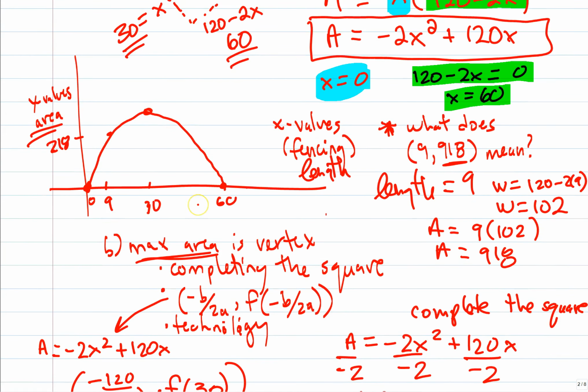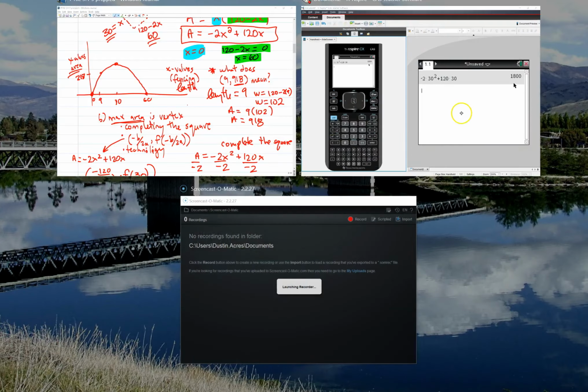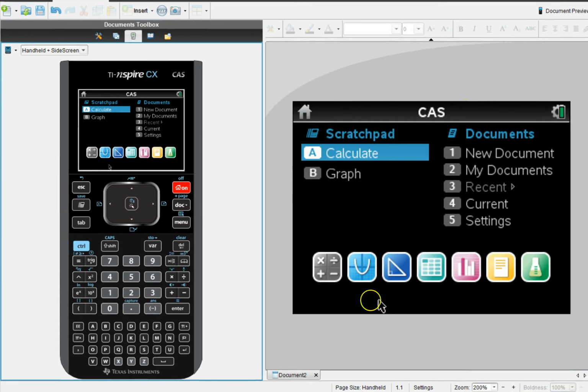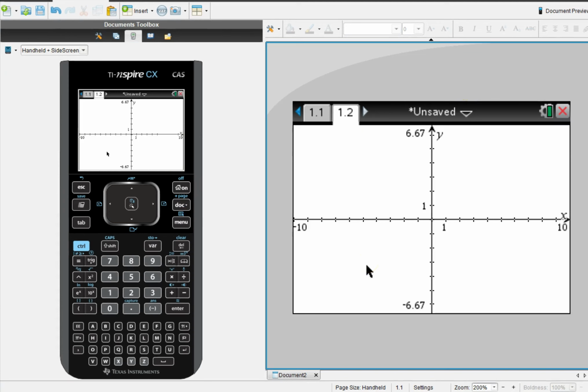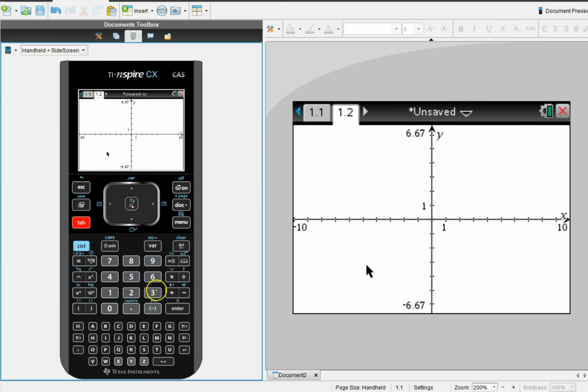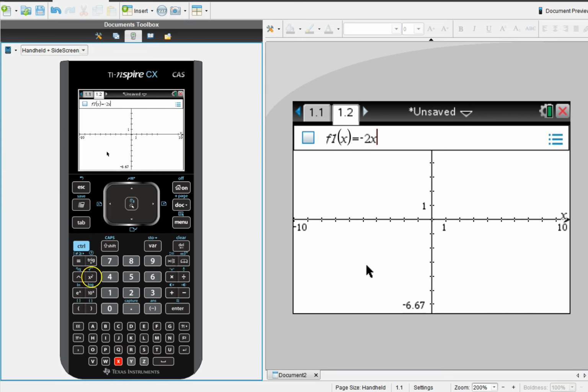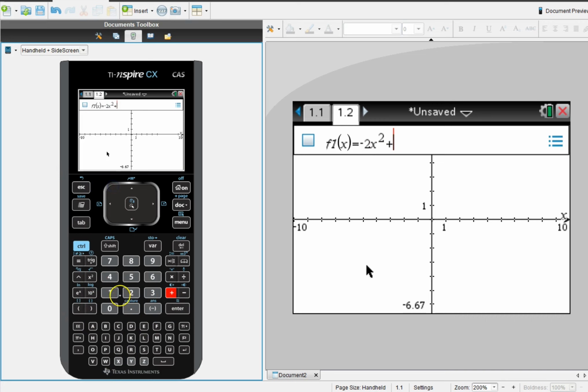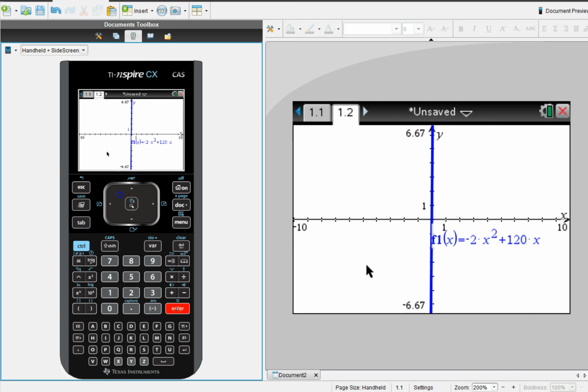We already sketched a graph, but you should be able to use technology, and you should be able to make a graph. Our first one, let's see, what was it? Negative 2 x squared plus 120x. Now this is not going to give me the region of the graph. This looks like a vertical line, so I'm going to need to mess with the window a bit.